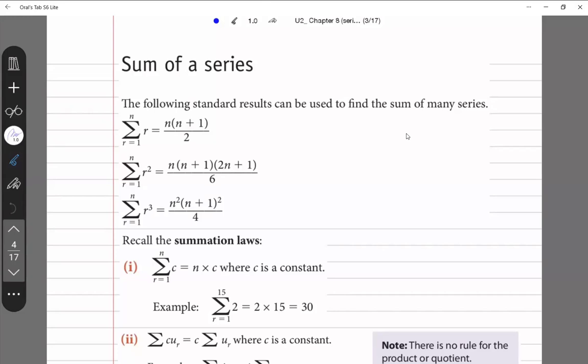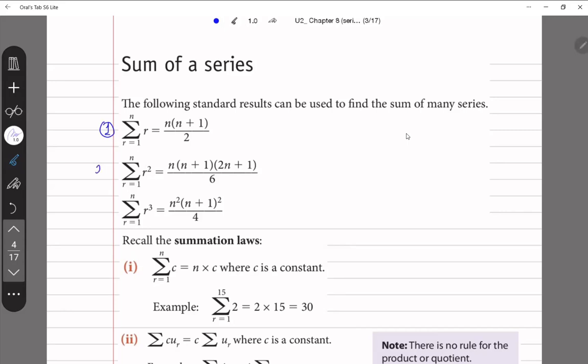So number one is the sum of the first n counting numbers. That is what number one is saying. The sum of the first n counted numbers is equal to n into n plus 1 divided by 2.